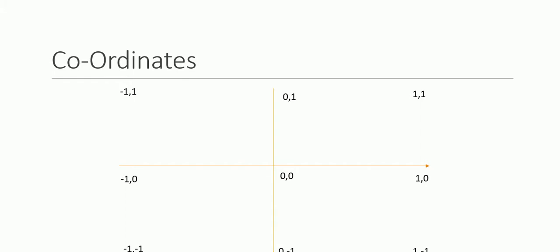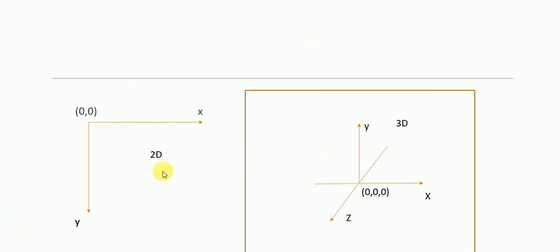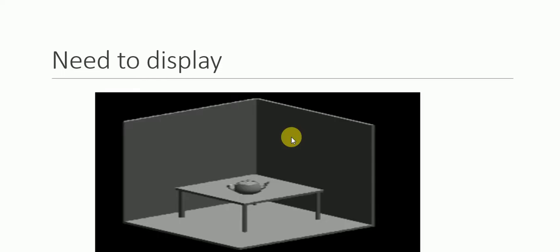In the z-axis, the 0 lies at the center of the screen, and you can see here that this is 2D and this is 3D. The 2D starts from the top left, and here 0 starts at the center, and it has the z-axis, x-axis and y-axis. Now the aim of this program is to display this image.